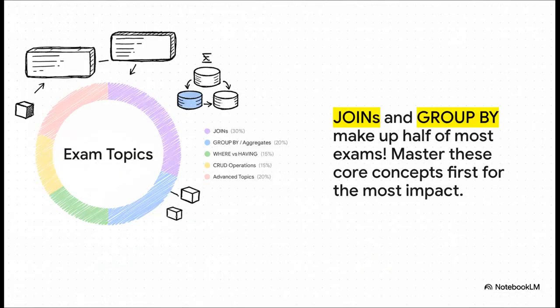So with all this information, where should you focus your energy? Well, if you're studying for a test, this breakdown is golden. A whopping 30% of questions are probably going to be about joins. Another 20% on grouping and aggregates. You add that up, that's half the exam right there. So mastering these core concepts is absolutely your most direct path to acing it.